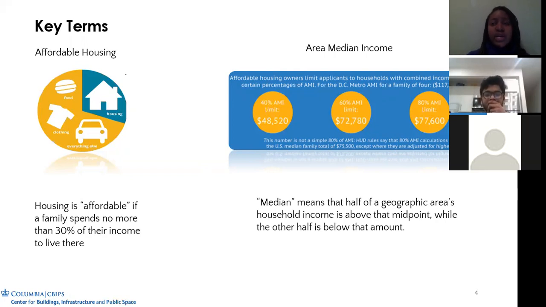Also, area median income is a very tricky metric to use. For example, in New York City, the area that they actually take into account includes Westchester County along with New York City. And Westchester County is a more affluent area, so that can skew the numbers a little bit. Next slide, please.